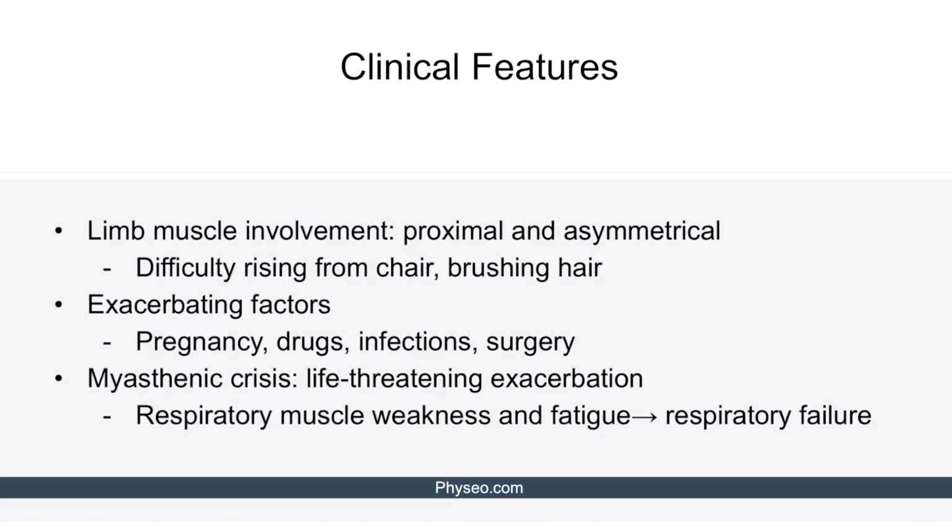Recall that symptoms of myasthenia gravis can be exacerbated by factors such as pregnancy, drugs, infections, and surgery. Myasthenic crisis is a life-threatening exacerbation of myasthenia gravis that presents with severe muscle weakness and fatigue that involves the respiratory muscles and can lead to respiratory failure. Therefore, it requires urgent endotracheal intubation.